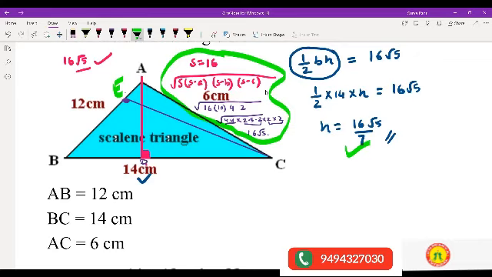Same, this concept understood or not? This concept we have discussed right now. Yeah, I understood. Then same concept you apply. Half base into height is equal to 16 root 5, right? In this case, just base will change. Here, base was 14, right? Because it was falling on this. In this case, this base becomes 12. That's it.